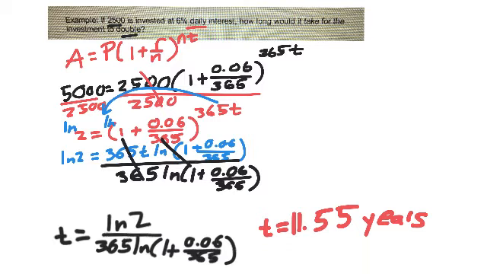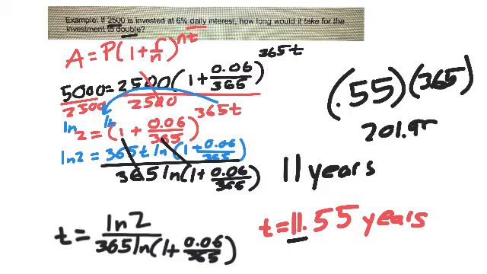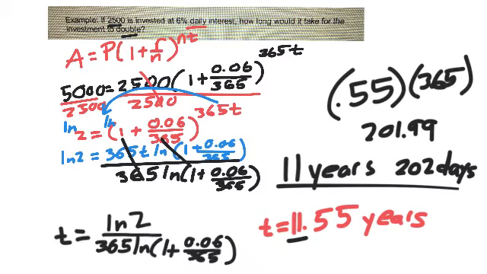And so what we're going to do is we're going to convert this to years and days. So I've got 11 total years and then I've got this 0.55 that's left over. So I want to multiply that 0.55 by 365, because that's basically half of a year, right? 0.55 years. So to find exactly how many days that is, we would do 0.55 times 365. And when we do that, we get 201.99, which is basically 202 days. So again, a little over half a year. That's what we expected. So it would be 11 years, 202 days.